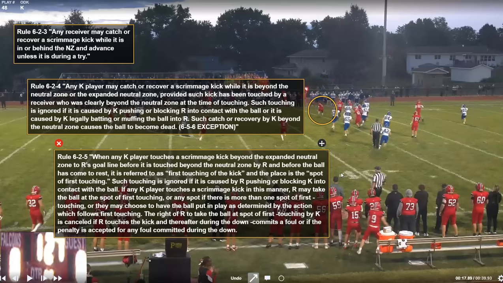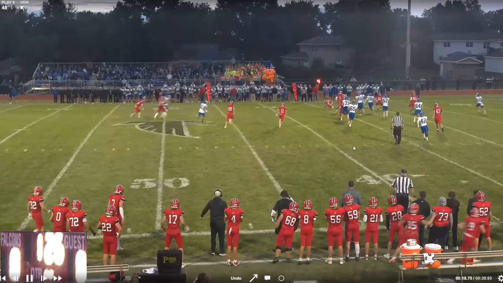And then just remember, this is a lot to learn, a lot to look at. You can freeze it and come back to it. But basically, 6.2.5 is talking about the first touching rule, and first touching of a kick, and that's if it's beyond the neutral zone, beyond the expanded neutral zone, before R has touched the ball. So you can come back and read that in a little more detail. But what we have here is this ball is touched beyond the neutral zone by Team R.